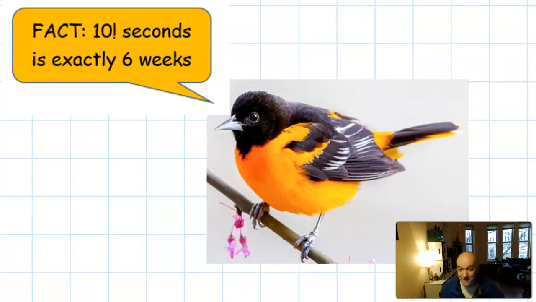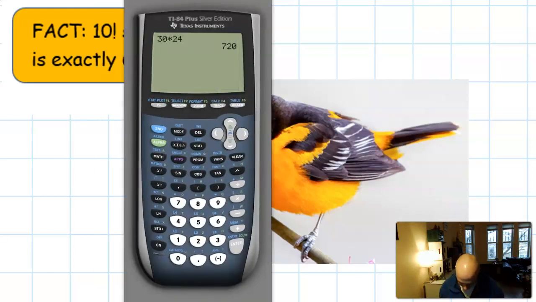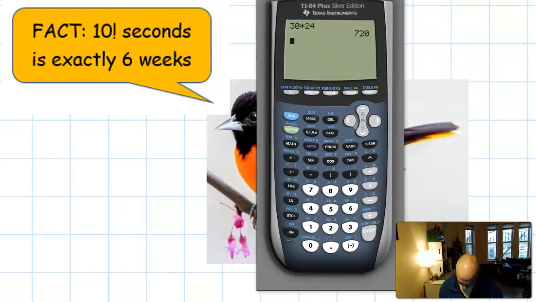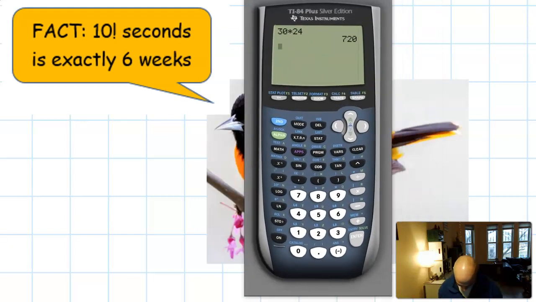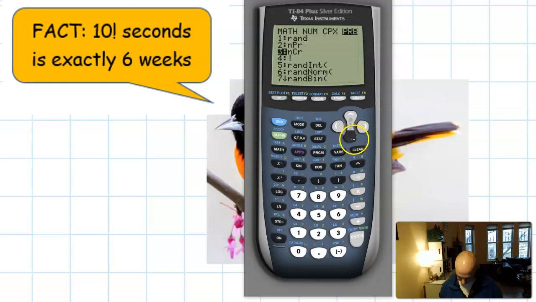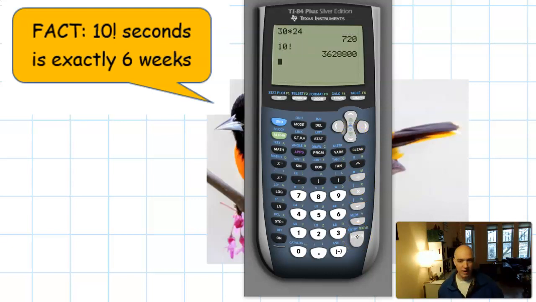Here's a cool fact about them. 10 factorial seconds is actually exactly 6 weeks. Wait, think about that for a minute. 10 factorial can't be that big. But let's grab our calculator and take a look. 10 factorial, you could do 10, and then factorial is in your math, probability, option 4. Big number.